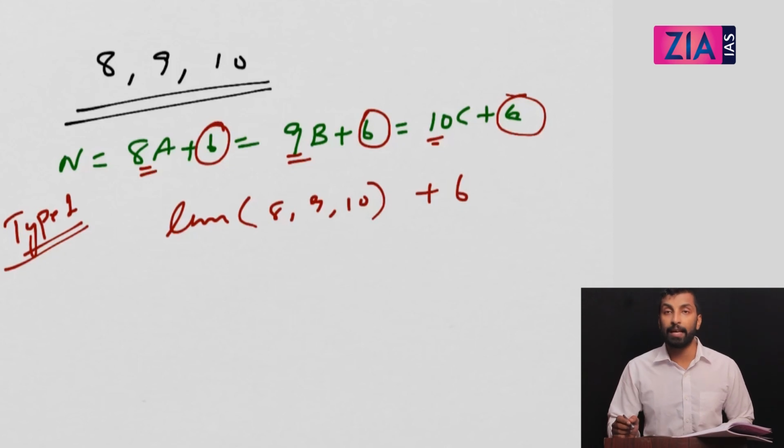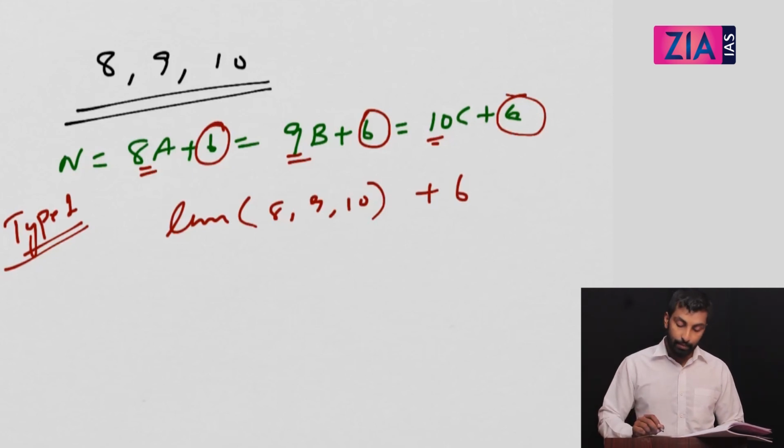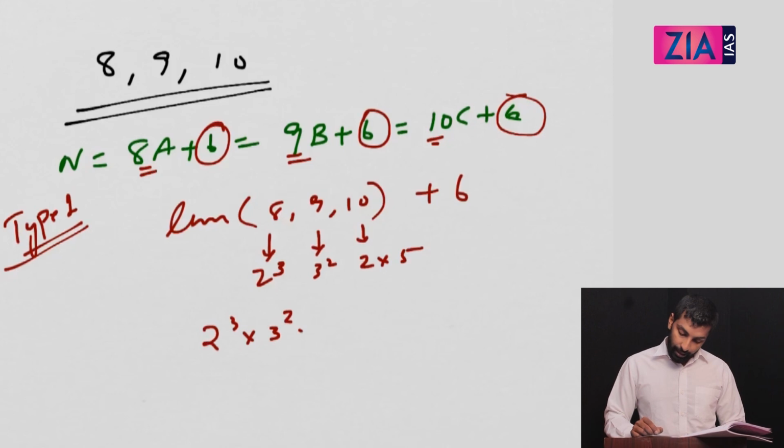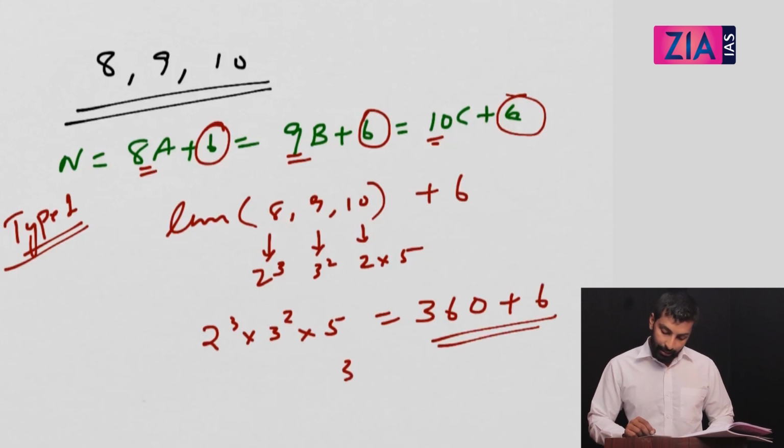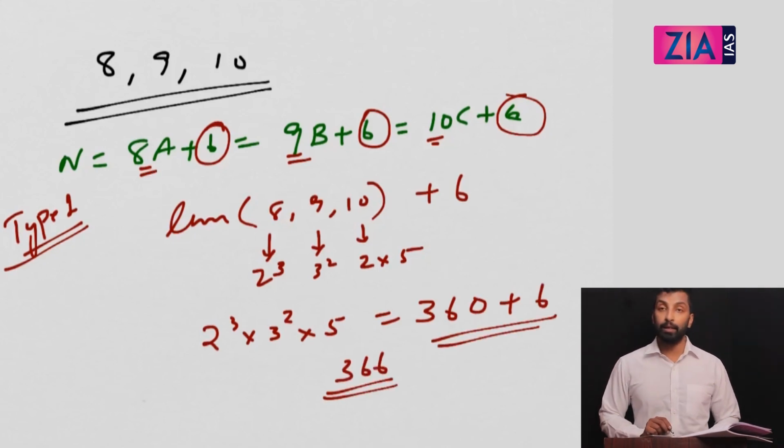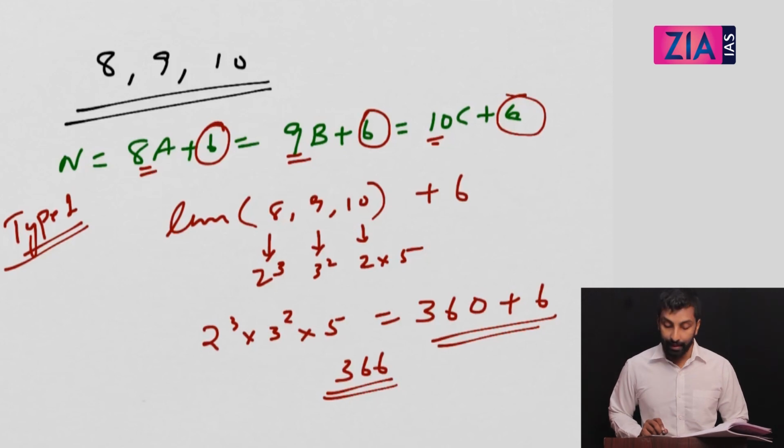This is also an application of LCM. That's why I put this question, right? So LCM of 8, 9, 10 plus 6. So what is LCM of 8, 9, 10? 8 I'll write as 2 cube. 9 I'll write as 3 square. 10 I'll write as 2 into 5. So 2 cube into 3 square into 5. That means 360 is your LCM. What is your answer? 360 plus the remainder. So 366 is the least number which when divided by 8, 9, 10 leaves the remainder 6.